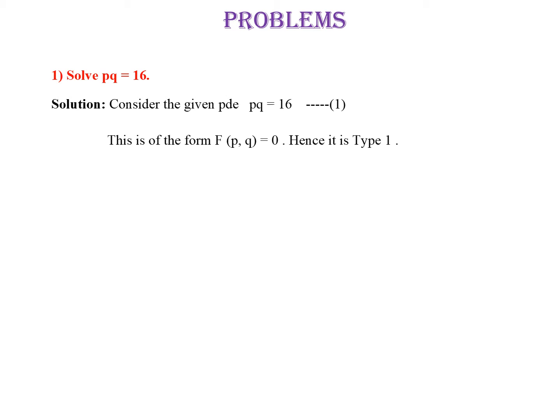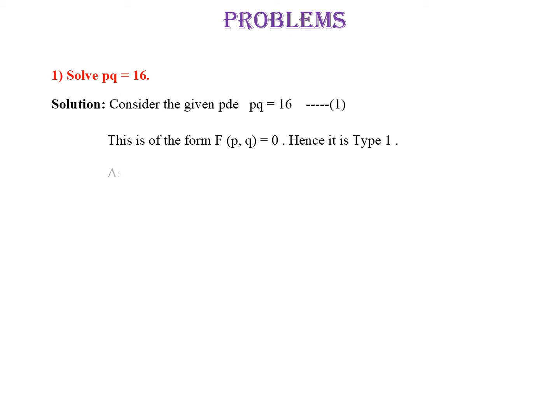And what are the partial derivatives which will enter? Since we are starting with first order partial differential equations, the only two first order partial derivatives are p and q, because p is dou z by dou x and q is dou z by dou y. So in equations of first order, we will be having p, q, z, x, y. But especially in this problem, we have only p and q. So this is of the form function of p, q equal to 0. Hence, it is the first type.